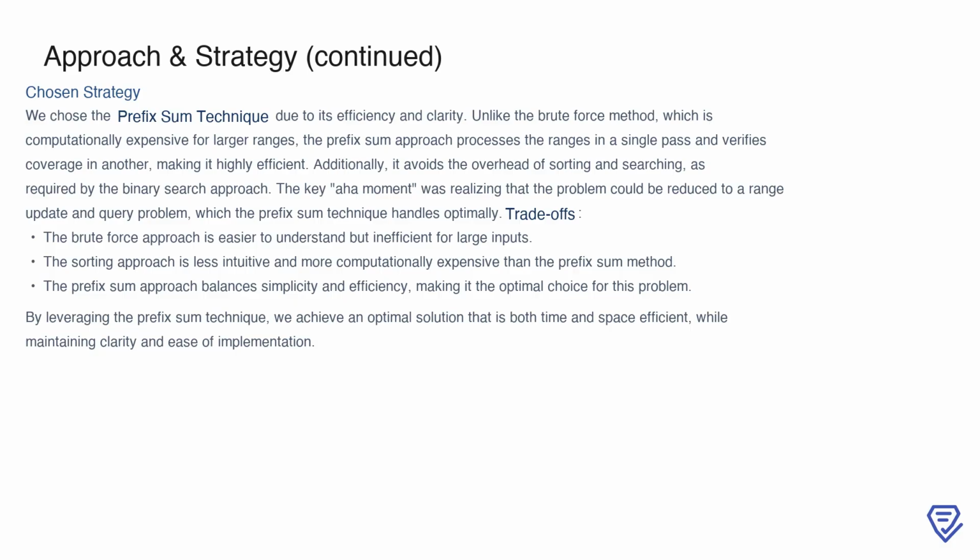The key insight here is that this problem can be reduced to a range update and query problem, which the prefix sum technique handles optimally. While the brute force approach is simpler to understand, it's impractical for larger inputs. The sorting approach, on the other hand, is more complex and less efficient than the prefix sum method. By balancing simplicity with efficiency, the prefix sum technique emerges as the optimal choice. This strategy not only ensures clarity in implementation but also achieves the best possible performance given the problem constraints.